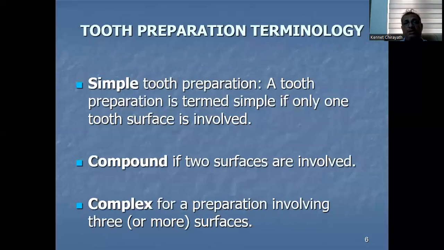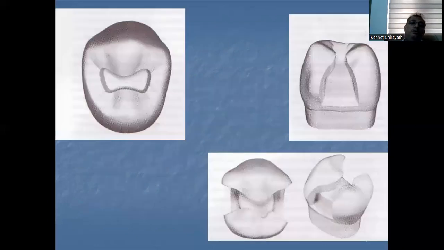A lot of terms are there in dentistry. One is simple. Simple means only one surface is involved. Compound means two surfaces, that is class 2, and complex means more than two surfaces. For example, simple is a class 1 cavity, compound is class 2. Class 2 means MO or DO, but complex means MOD cavities. So in the first diagram, it is class 1, second is class 2, and the third one is a complex MOD cavity, that means mesio-occluso-distal.